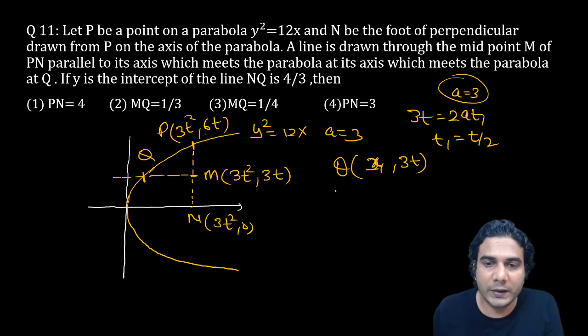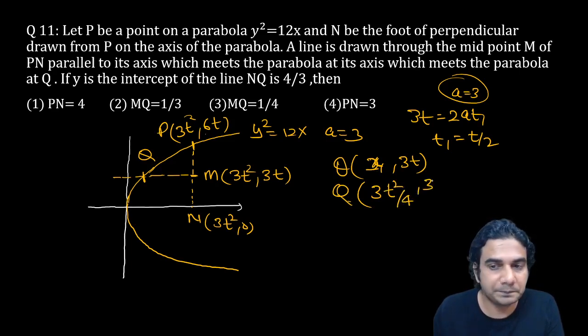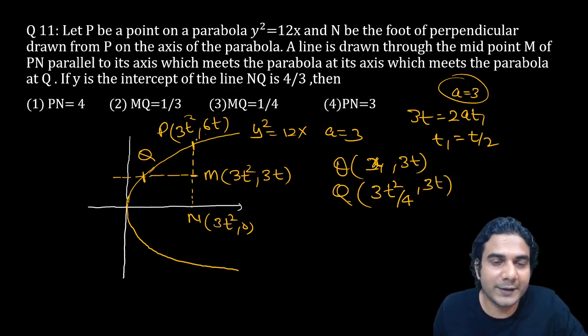Then x will be at1 square. So we have got point Q. Q point is 3 times t square by 4, and 3t. So basically just put t equal to t by 2 in the coordinates of P, and I'll get Q. All right. So we have got Q.